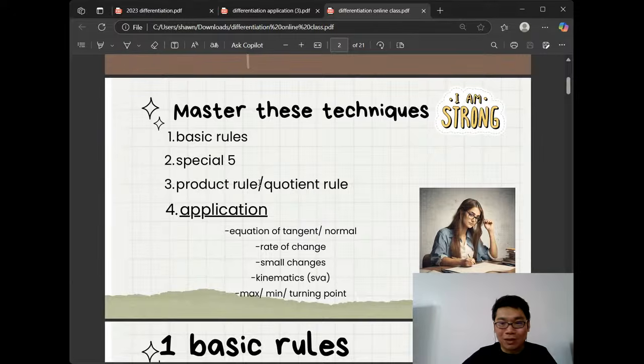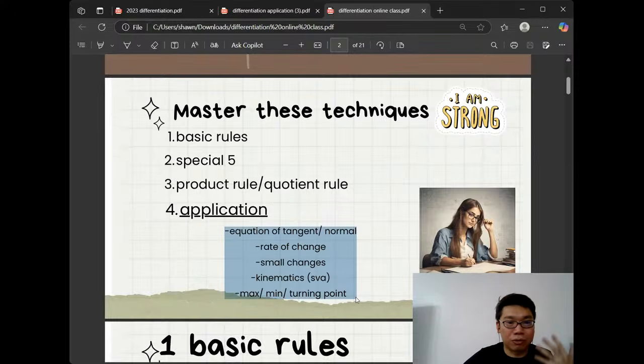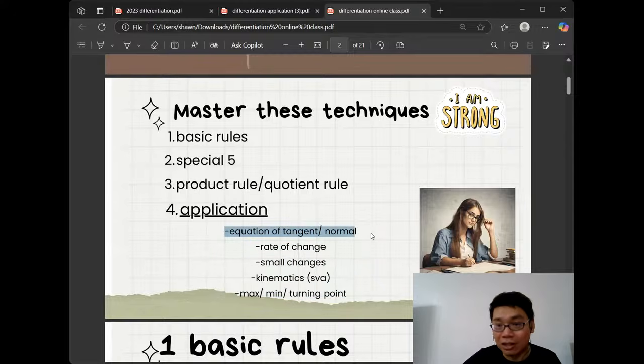We are unable to cover every type of question in one video. So that's why we have this session. Okay. So you must bear in mind which type of questions from these 5 applications come out, because you should know each question needs a different method. For example, like equation of tangent or normal, what is the thing that we must do?